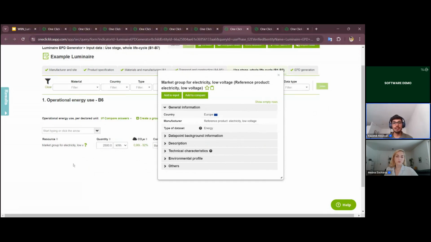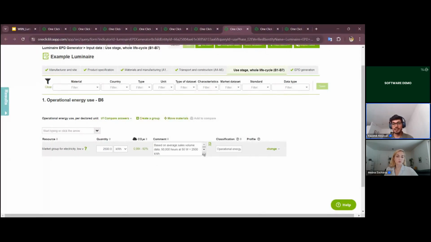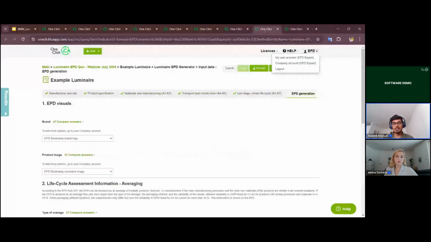And you would have to split this quantity based on your average sales volume. So if 50% goes to, let's say, Finland, you'd have 50% of the total quantity allocated to that particular data point, and so on. So that would be the best and most efficient way. And that brings us to the end of the modeling itself. And then it's the EPD generation page.